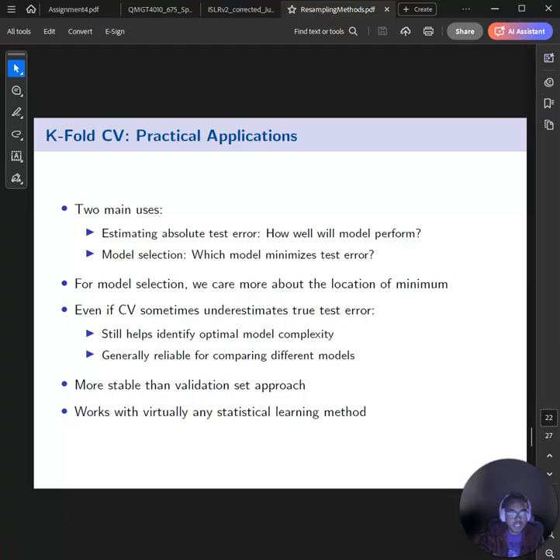Small changes in the data don't lead to drastically different conclusions about which model is the best. Another advantage is its versatility. K-fold CV works with virtually any statistical learning method, from simple linear regressions to more complex neural networks. It is a tool that you will use throughout your career in data science.